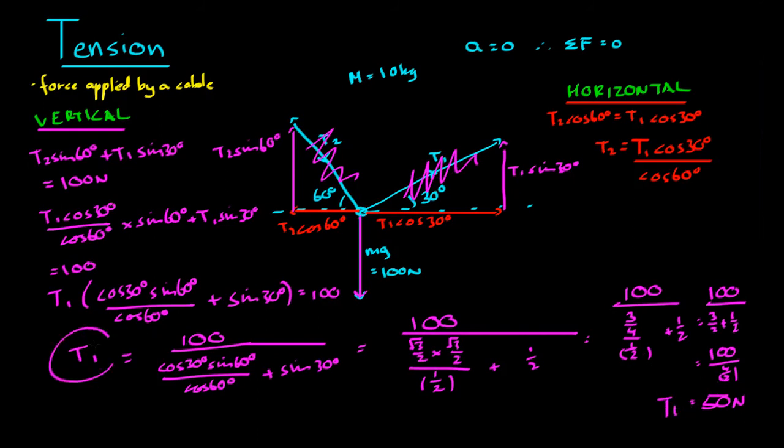T1 equals 50 newtons, coming all the way from over there. And we know therefore that T2 equals T1 times cos 30 over cos 60. That's equal to 50 times cos 30, which is root 3 on 2, over cos 60, that's a half. That equals 50 times root 3, and that is equal to 86.6 newtons.